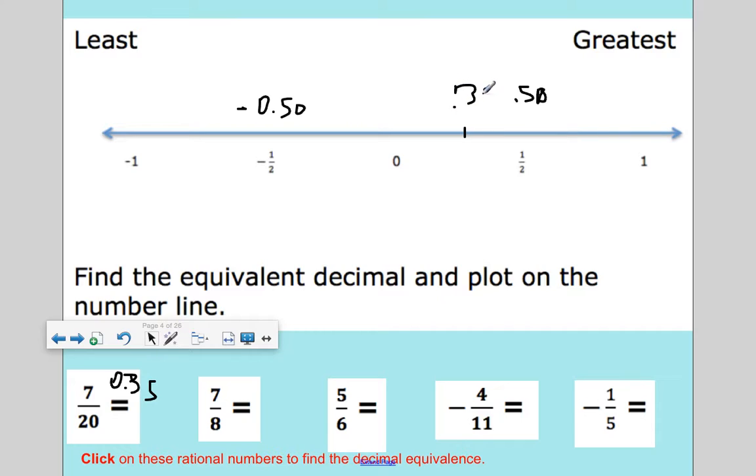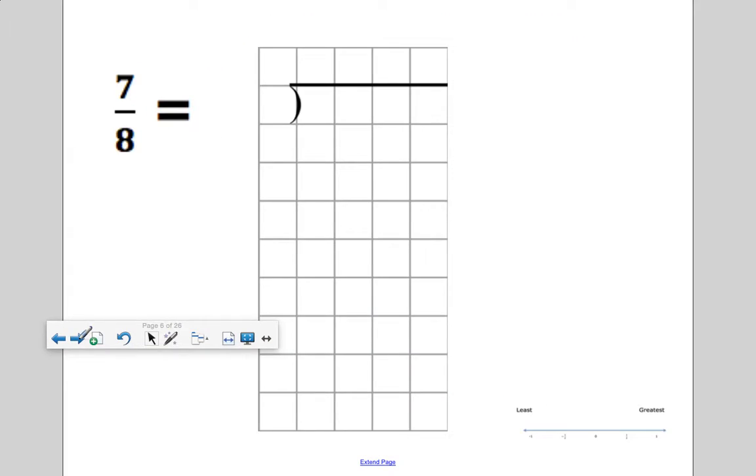It comes after 0, it's to the right of 0, but to the left of 50 hundredths. So 7/20ths. Next one. Find the decimal equivalent of 7/8.